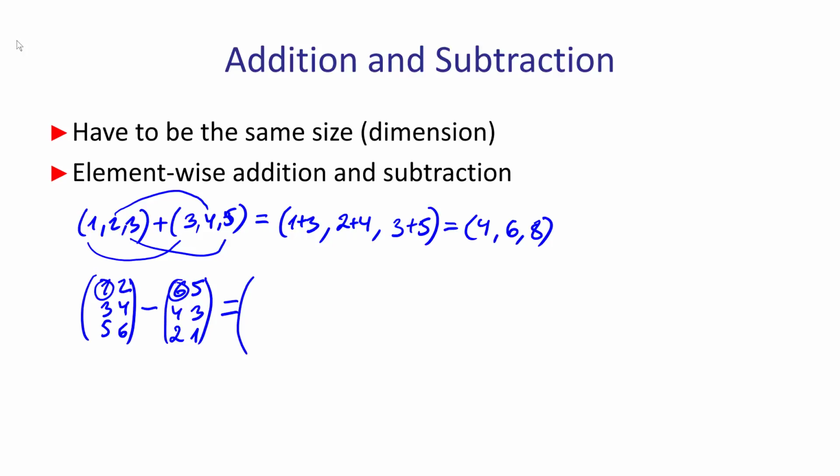1 minus 6 first will be minus 5. 2 minus 5 will be minus 3, and so on. Here you get minus 5, minus 3, minus 1, 1, 3, and 5. This is the result. Pay attention that dimensions should be exactly the same. So if you're starting with matrices which are 3 by 2, this one should also be 3 by 2, and the result also should be 3 by 2.